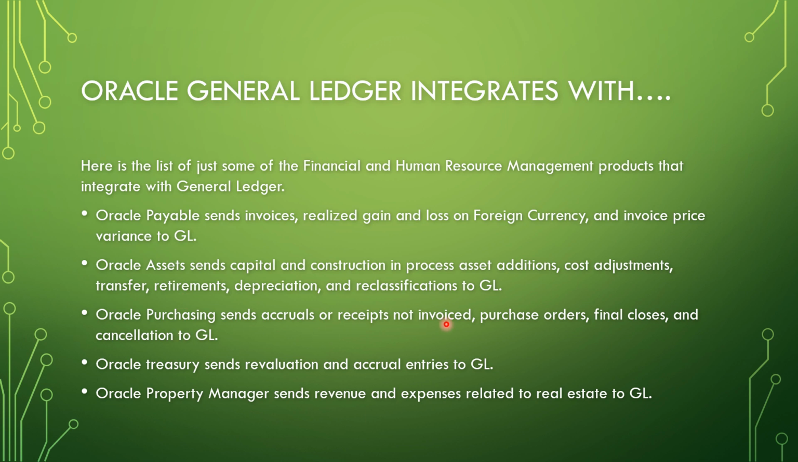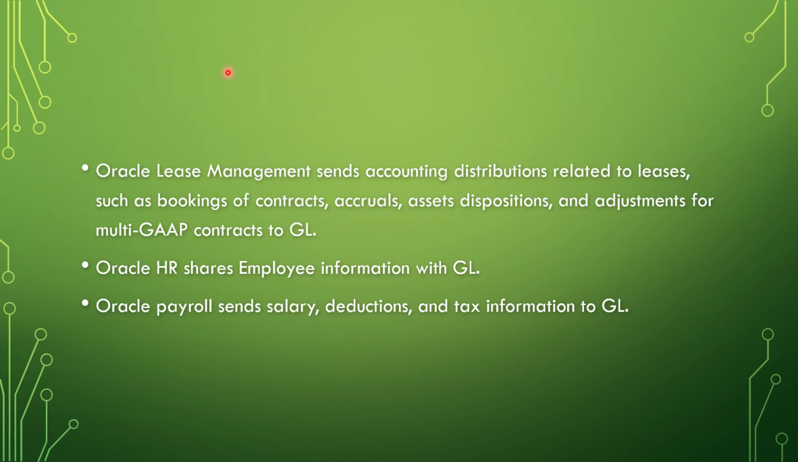Oracle Purchasing sends accrual or receipt not invoiced, purchase orders, final closures and cancellation to GL. Oracle Treasury sends revaluation and accrual entries to GL. Property Management sends revenue and expenses related to the real estate to GL. Whatever a financial transaction in any module, wherever it's happening, it has to come to GL. Oracle Lease Management sends accounting distribution relating to leases, such as bookings of contracts, accruals, asset disposition and adjustment for multi-gap contracts to GL.